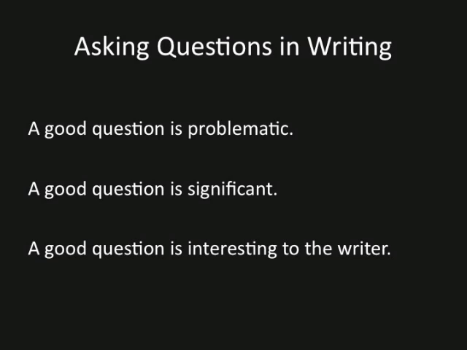The idea of the question being problematic for the audience is that the question may not have one set answer. In other words, if the question is, what is 2 plus 2, or what color is the sky on a sunny day, those questions aren't problematic because we can all, writer and audience, agree on the answers. 2 plus 2 is 4, the sky is blue. And so there's not much to work with there. There's not much meat to that kind of question.